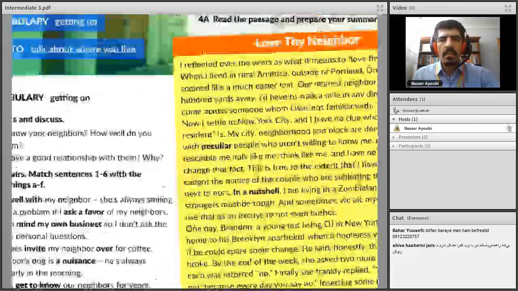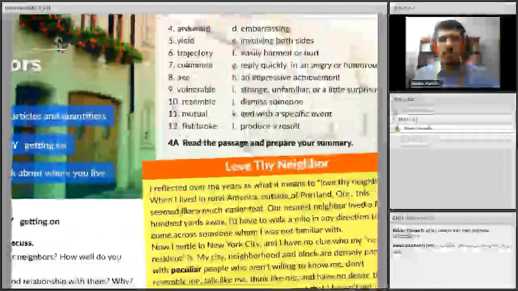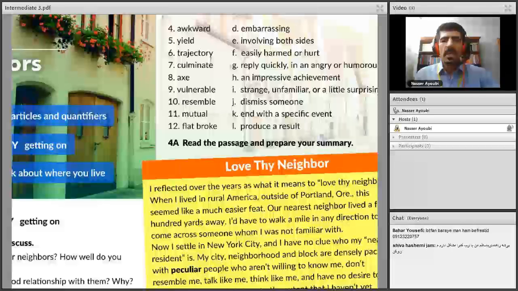So, next one. Seven, culminate. Culminate is K: end with a specific event. Culminate means end with a specific event.